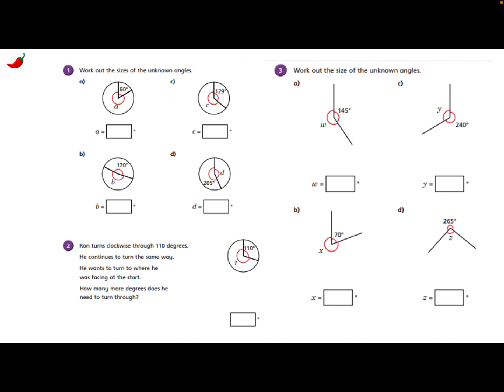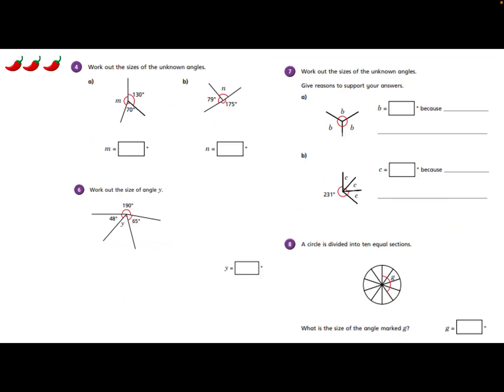So what I want you to do, I want you to give these a go. We've got some worded questions and some calculations. Remember, our total degrees around a point is 360. We've got 2 chilli here. And we've got 3 chilli.